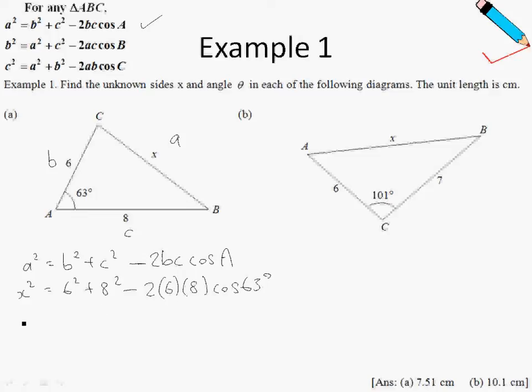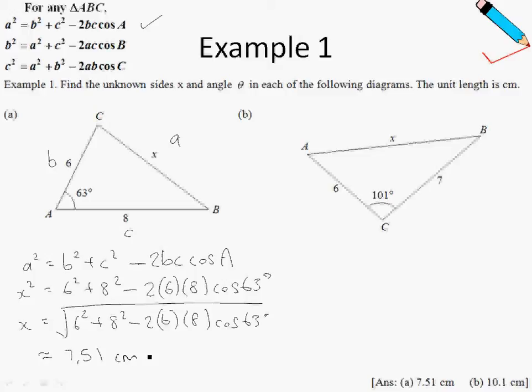Okay, how do we find x? We will take the square root of whatever we see over here. So square root of 6 squared plus 8 squared minus 2 times 6 times 8 cosine 63 degrees. Pressing this into the calculator, I'll just get 7.51 centimeters to 3 SF. Okay, let's look at the next part of this example.